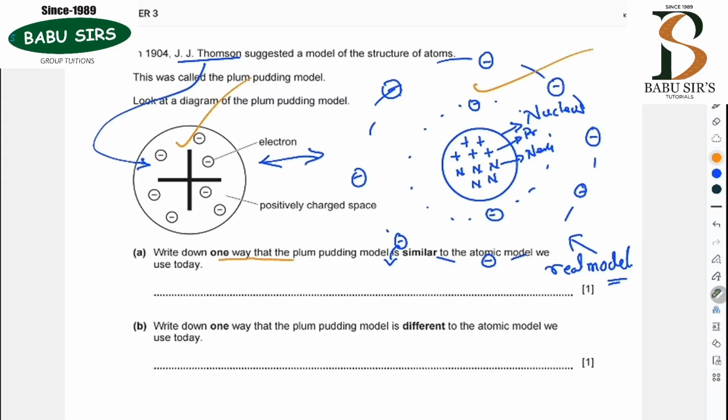Write down one way the plum pudding model is similar. Now you have to write the similarities. The similarity is both have negative electrons. And what more? Both have positive also. So you can write both have positive protons or positive charge. So that is the similarity.